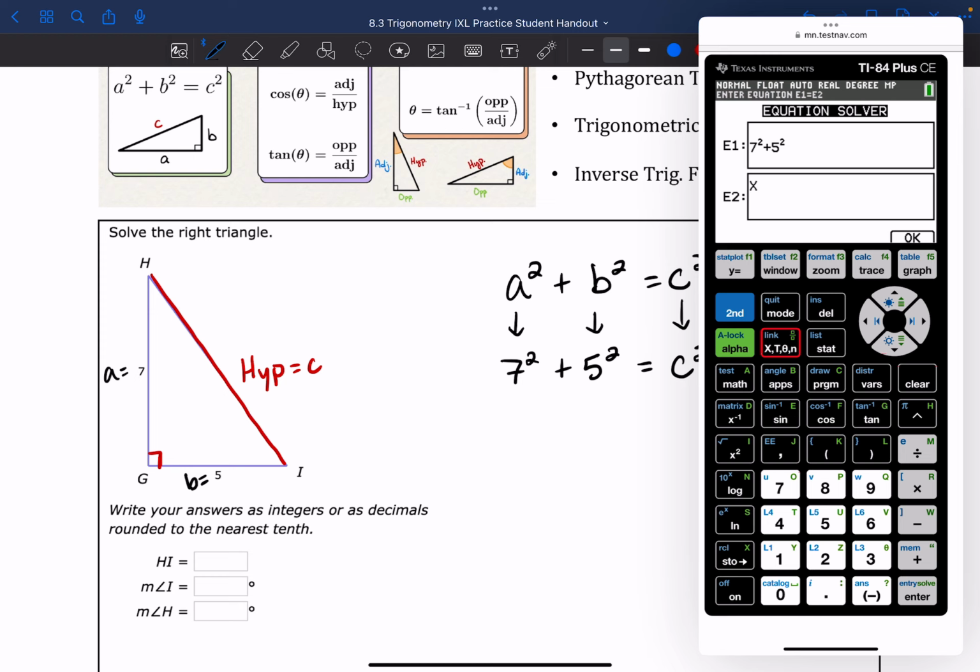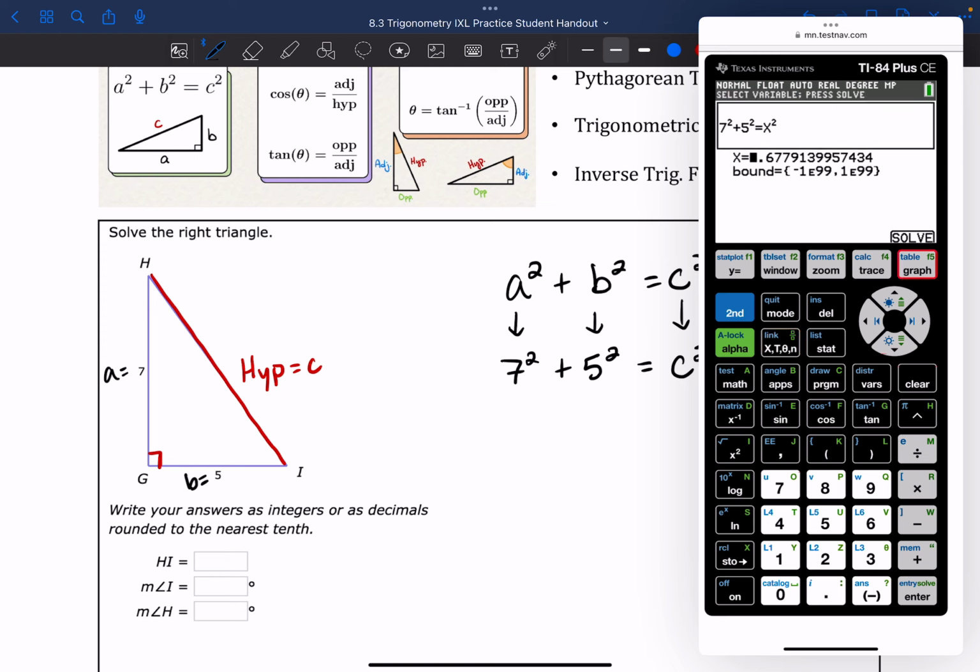And I'll make this x squared. Press OK or go down. Press 1 as my guess. And there we go. I'm going to round to the nearest tenth. So that means C is approximately 8.6.